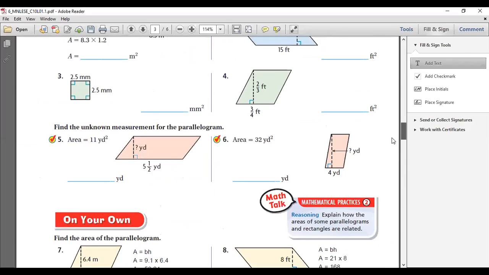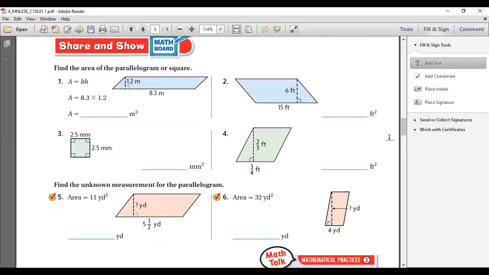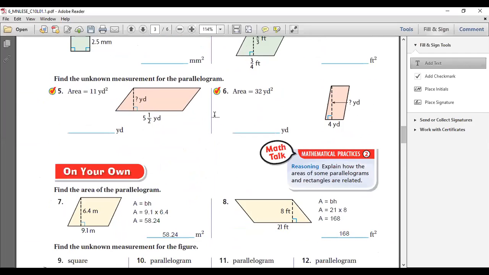Okay. Now, what's the difference between what we did yesterday and what we are going to do today is, yesterday they said find the area of the parallelogram and the square. So simply we wrote the formula, we put the base and multiplied by the height, or side multiplied by the side. Here it's kind of different because they have asked us to find the unknown measurement for the parallelogram, which means they have given us the area and they have given us the base. We have to find the height. So this is going to be your lesson for today.